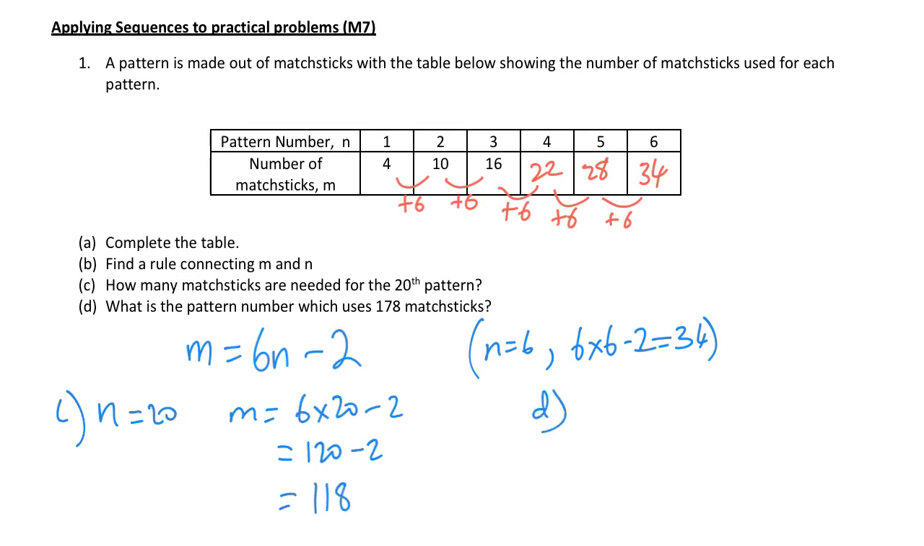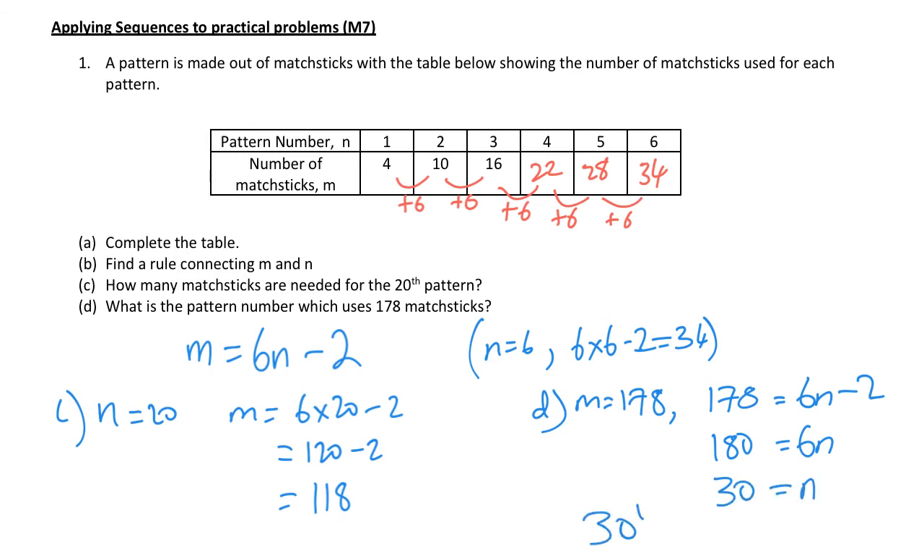And D, what pattern number will use 178 matches? So we know m is 178, so we can say that 178 equals 6n take 2. Adding on 2 to both sides, we get 180 is equal to 6n. Divided by 6, we get 30 equals n. So it's going to be the 30th term in this sequence.